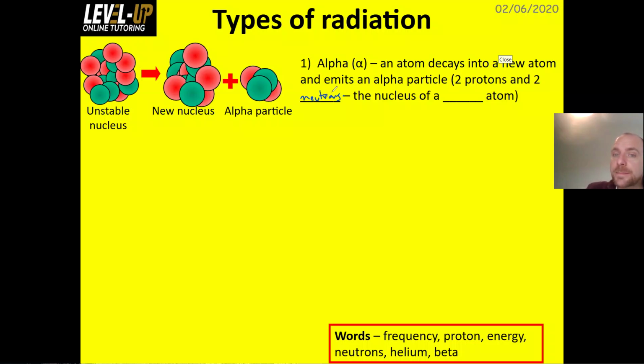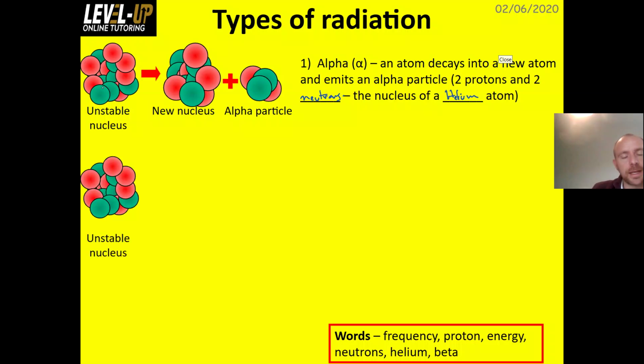Remember what that is the same as, 2 protons and 2 neutrons. Sometimes it's considered the same as the nucleus of a helium atom. Helium atom without the electron, i.e. the nucleus. That is what happens in alpha decay.